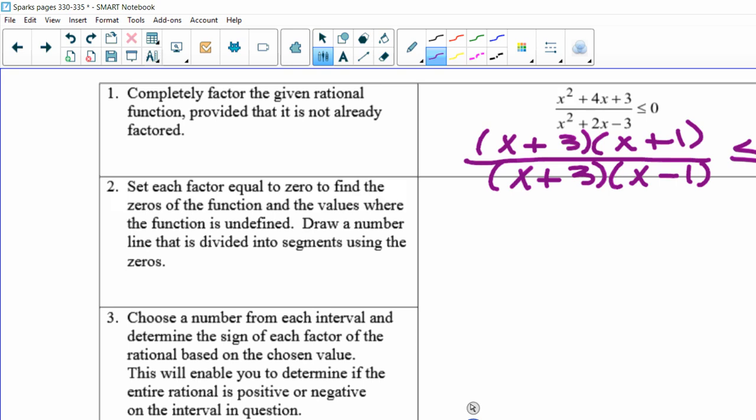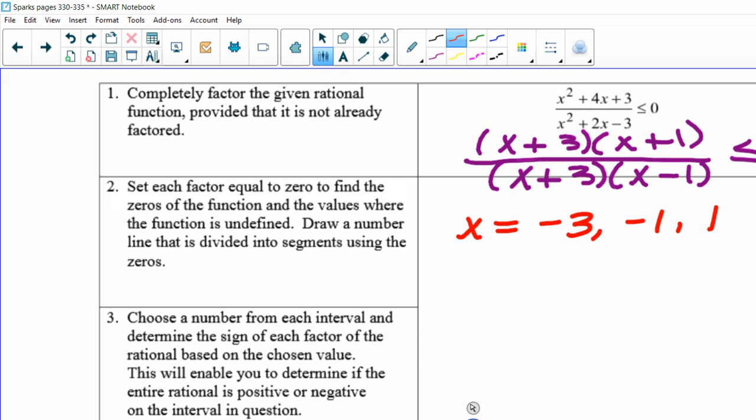Now let's look at step 2. Set each factor equal to 0, all of them. If I set this one equal to 0, I would get x equals... those are my critical numbers. Do you have questions about where those came from?